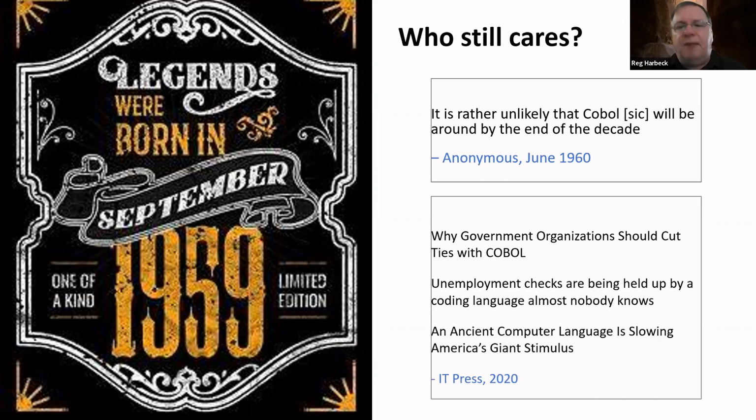As it turns out, a lot of people when COBOL came out didn't care. COBOL was first started to be developed by Codicil back in 1959. It was GA in 1960. And very shortly afterwards, its detractors were already quite vocal. And so we have one anonymous detractor, lost to history while COBOL is still alive and well, who said, it is rather unlikely that COBOL will be around by the end of the decade.